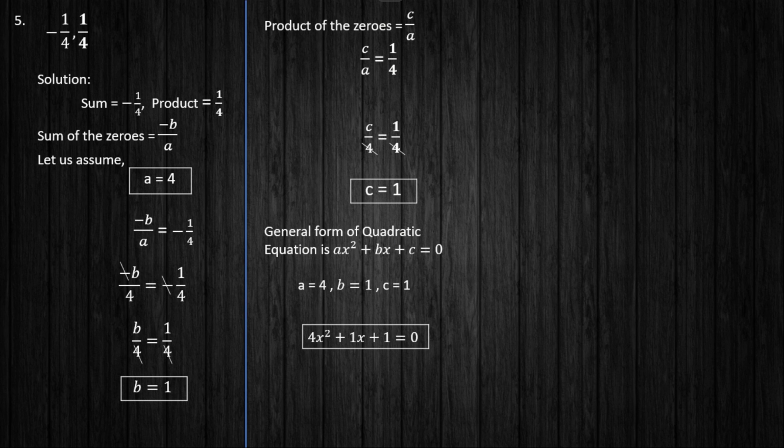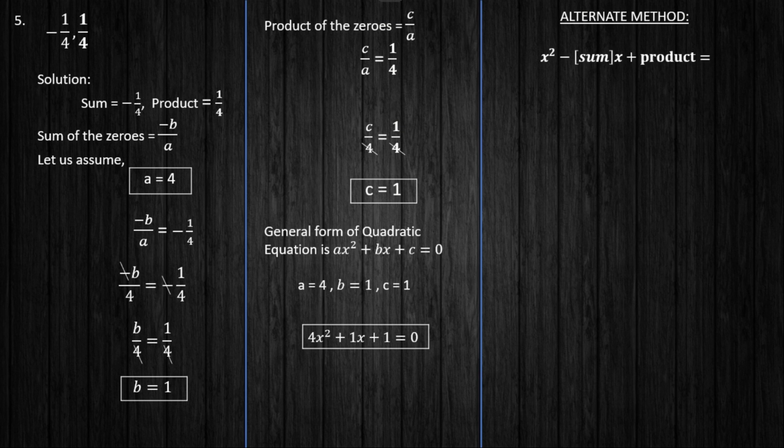Now we will try to solve it by using the alternate method. The formula for the alternate method is x square minus sum of x plus product is equal to 0, where the sum is minus 1 by 4 and the product is 1 by 4. When we substitute it, you will get x square minus of minus 1 by 4, because the sum is minus 1 by 4 and already in the formula there is a minus symbol. So we need to write x square minus of minus 1 by 4x plus 1 by 4 is equal to 0. Now, since the denominator is 4, we need to take the LCM as 4.